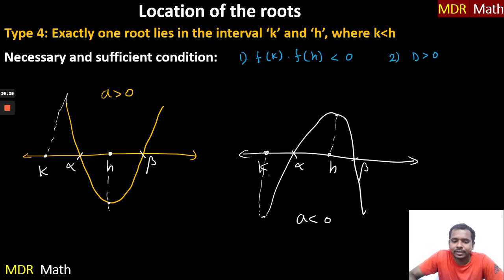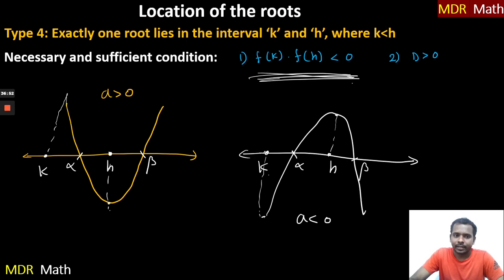So what you can say here, this f of k into f of h is always less than 0, because one is positive and the other one is negative. So positive into negative is always less than 0. When exactly one root lies in the interval k and h, where k less than h, this is the condition: f of k into f of h is always less than 0.